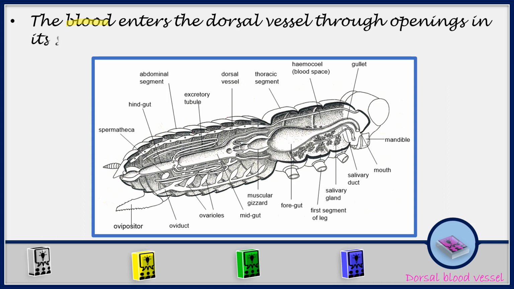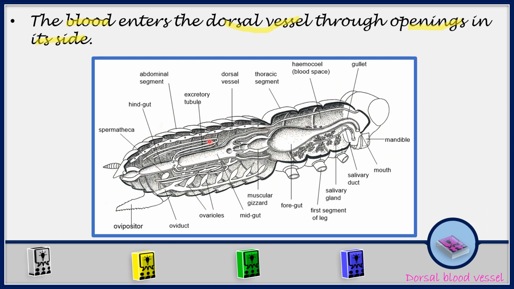The blood enters the dorsal vessel through openings in its side. So when you look at the dorsal vessels, you will see those small black dots. Those are entry points of blood.